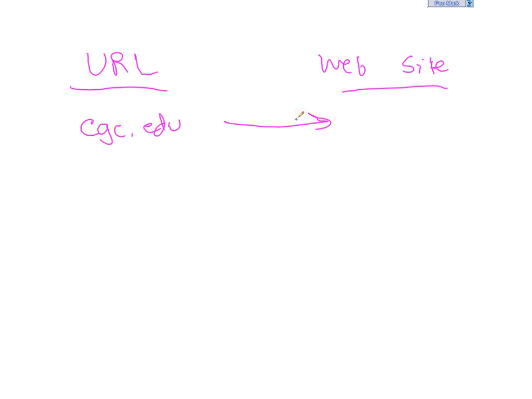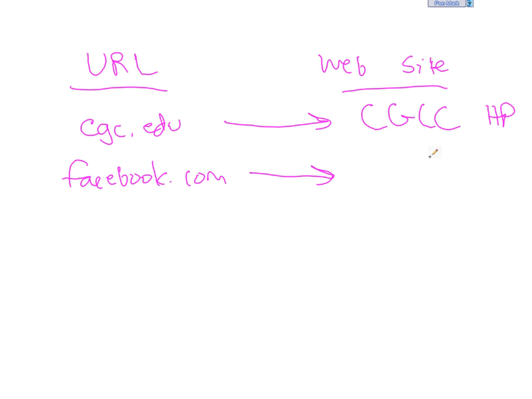Also think about websites. So if I look at a URL, a web address, and the website that it links to, let's just say I type in cgc.edu. Well, that's only going to take me to one website. It's not going to take me to Facebook and to Chandler Gilbert website, but it takes me to CGCC's homepage. Similarly, if I type in facebook.com, well, that's not going to take me to 2 different web pages. It's only going to take me to one. It's going to take me to Facebook.